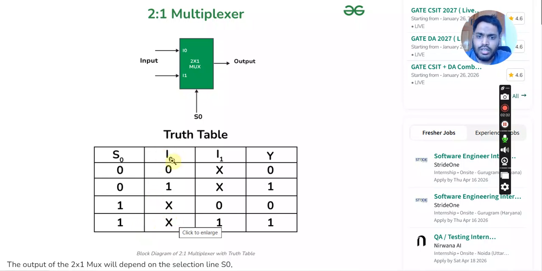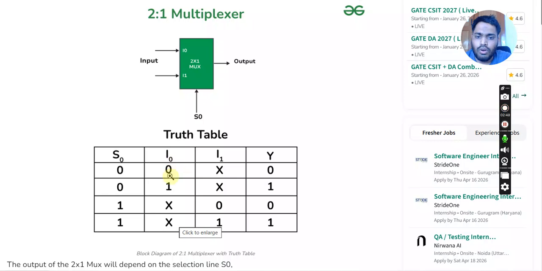So here first, how will we write the truth table? We'll write the main inputs I0 and I1. We'll write the select line, as this is a 2 is to 1 multiplexer, so one select line will be there. We will name it S0, and there is one output which we will call Y.